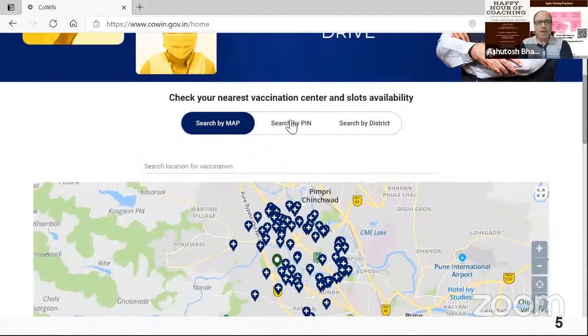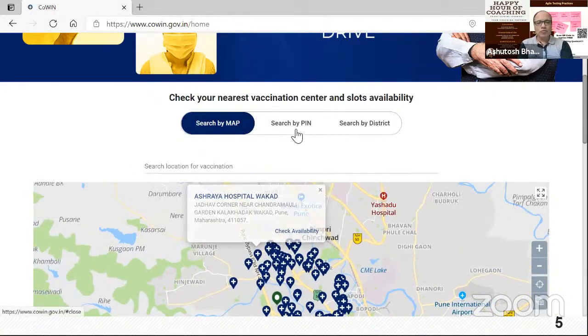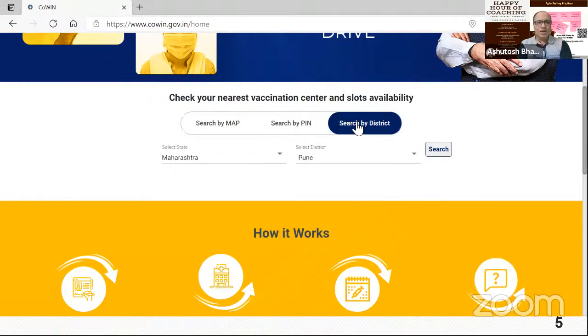Similarly, search by map: very few people might be using it because this feature was rolled out only this morning. Most people will prefer to go by PIN, and most will like to search the vaccination site by district. So I will give a higher concentration of test cases for district, or rather I would put it for PIN.